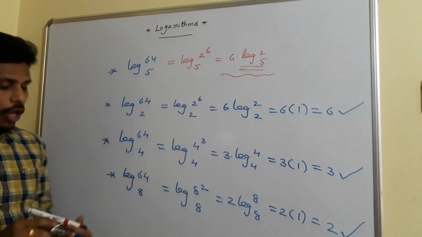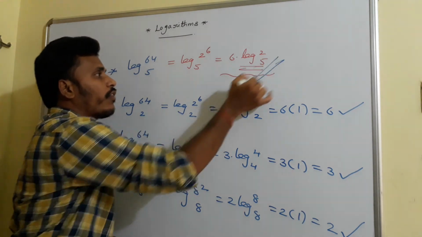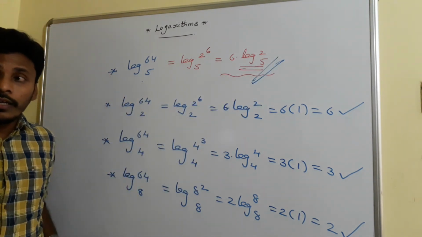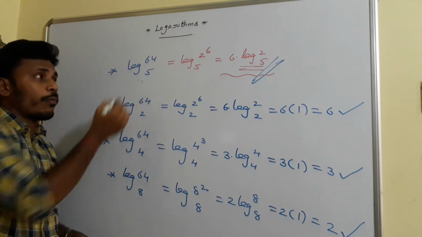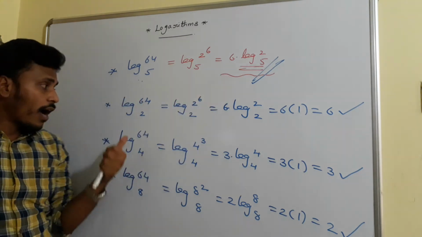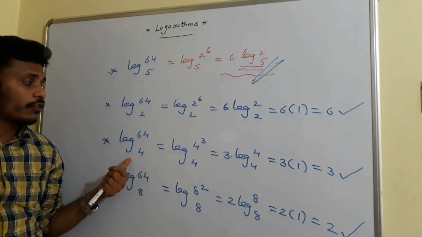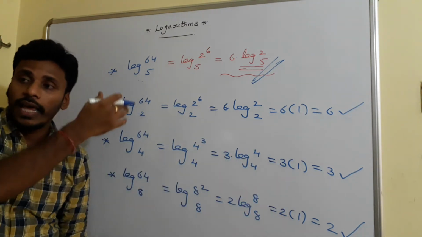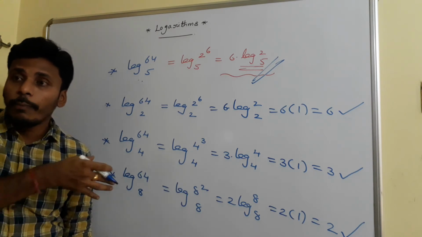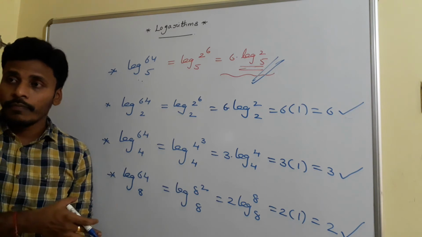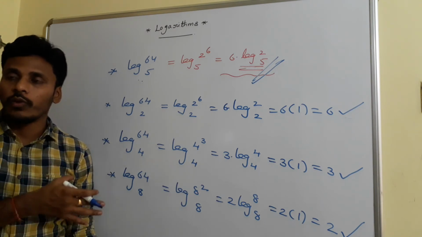Then that 6 into log 2 base 5 is the final simplification for this logarithm of 64 base 5. Is it clear? To simplify logarithm of 64 base 5, this is the final simplification. And for logarithm of 64 base 2, this is the simplification. For logarithm of 64 base 4, this is the simplification. Like this, we need to simplify. So if the base varies, automatically the value also changes. Just have a look, and if you have any doubts, raise your hands.